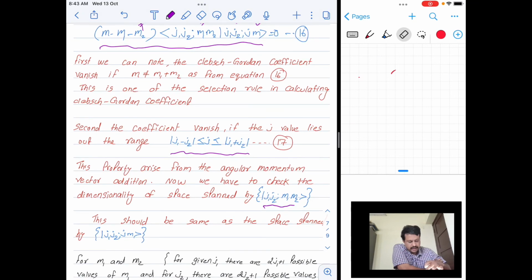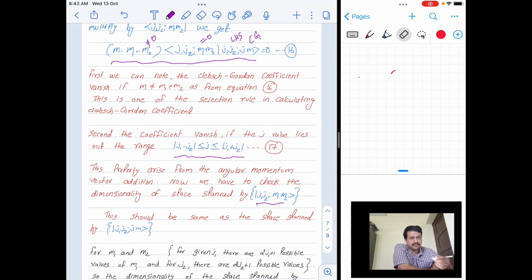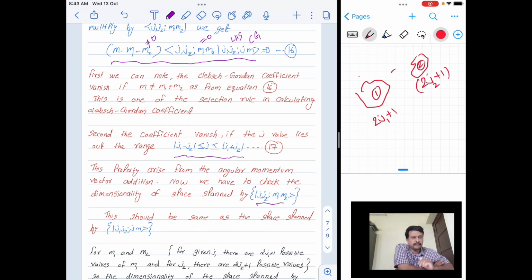We know this for a subspace. So assume that this is a subspace. In that subspace, if J1 is the total angular momentum in the first subspace, the dimensionality should be 2J1 plus 1, and for the second system, the dimensionality should be 2J2 plus 1. Now if I take the two subsystems together, the dimensionality should be the product of these two, 2J1 plus 1 into 2J2 plus 1. This is our multiplicity.